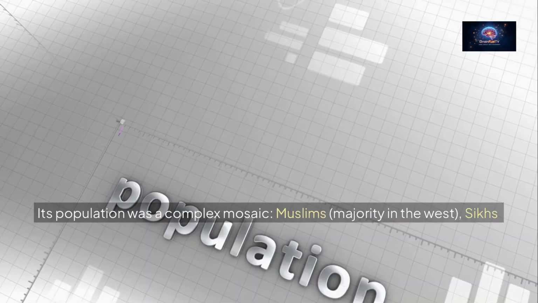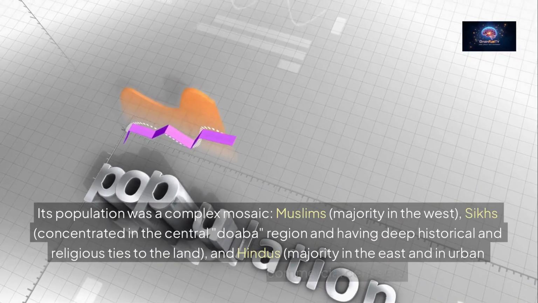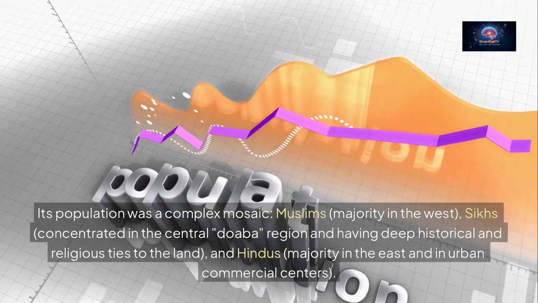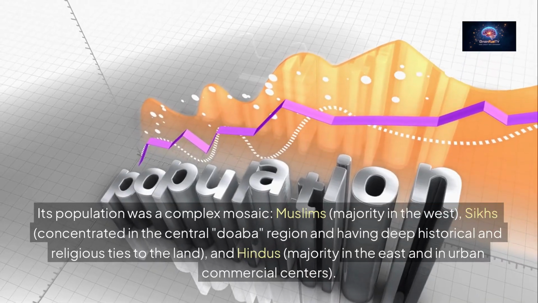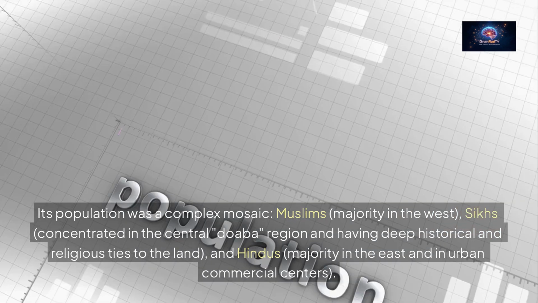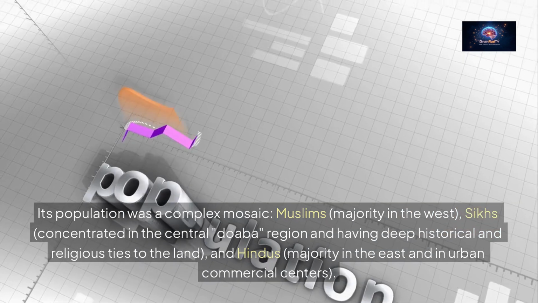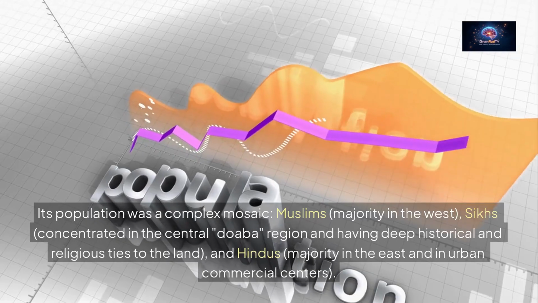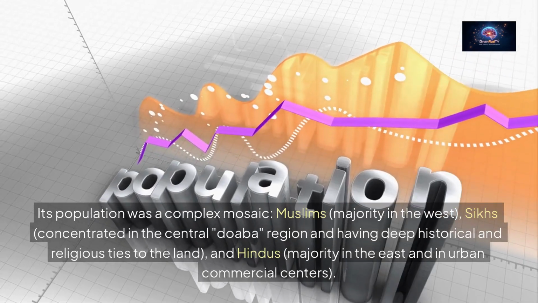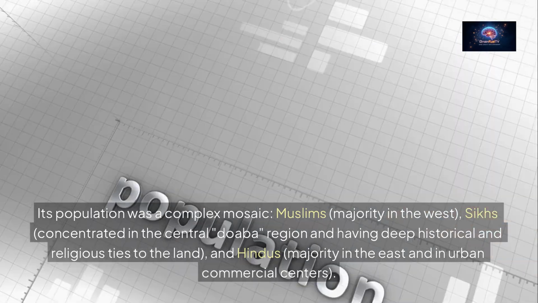Its population was a complex mosaic. Muslims, majority in the west; Sikhs, concentrated in the central Doaba region and having deep historical and religious ties to the land; and Hindus, majority in the east and in urban commercial centers.